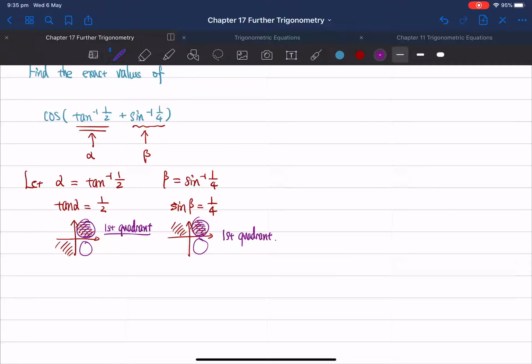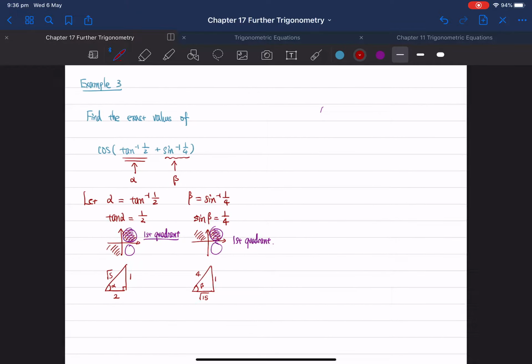Now I've got alpha and beta, so we can start the question. Whoops, before we do that, I forgot something. I still haven't finished preparing my question. What I'm going to do is draw a right angle triangle. I call this alpha, so I've got 1 and 2 because tangent alpha is opposite over adjacent, and then the hypotenuse becomes square root of 5. Do the same thing for beta's triangle. Trust me, draw the triangle first. That's 1 and that's 4, and then this side here will be 4 squared, which is 16, minus 1, 15, root 15.